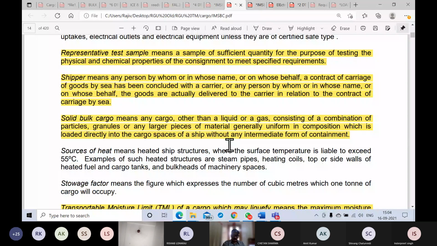So I'm looking at an example where you have wheat as cargo. This wheat is loaded in a container. Of course, with respect to the container specification, the wheat is loaded into the container. Several containers contain wheat and this is transported by ship. But this is not bulk cargo. This cannot be termed as bulk cargo, although cargo contained inside a container is bulk cargo. But it cannot be termed as bulk cargo because this is not being loaded directly into the cargo space of the ship. Intermediate form of containment is containers.